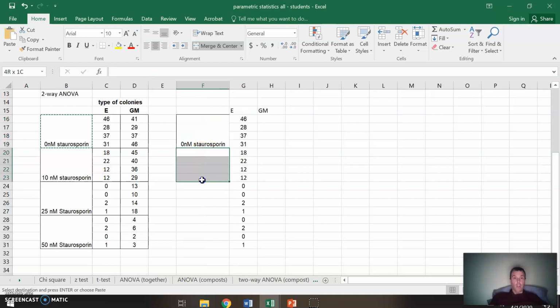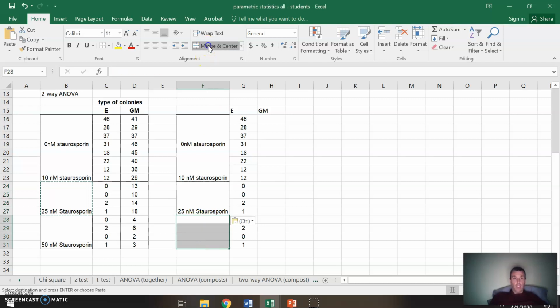And then I'm going to merge these next 4 because I need to make sure that they all have an equal number of replicates. They're all in groups of 4. So I'm going to merge and center that. There's my 10 nanomolar staurosporin group. I'm going to merge and center these next 4. That should be my 25 nanomolar staurosporin group.